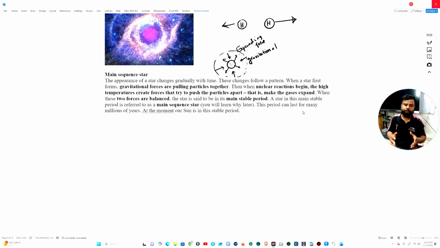A star in this stable period is known as a main sequence star or stable star. This period can last for many million years. At the moment, our sun is in the stable period.